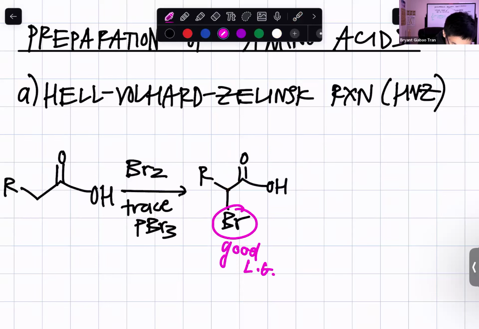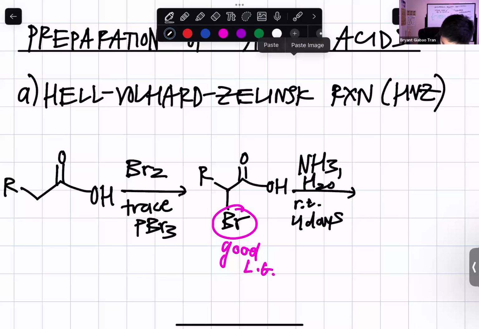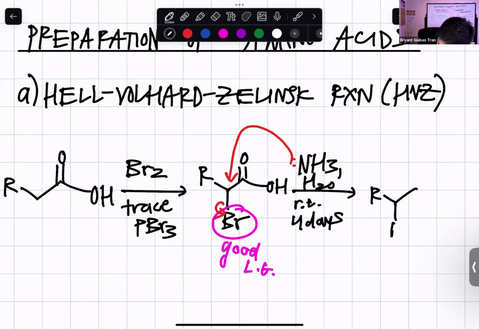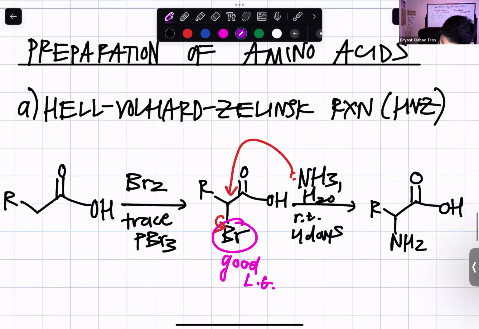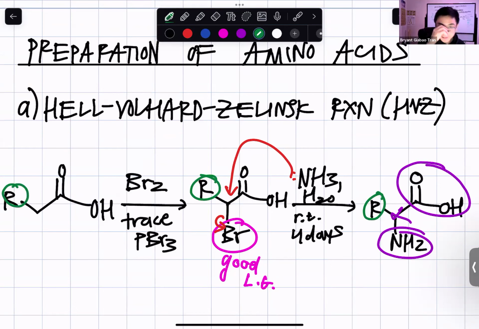To convert that good leaving group into an amine group, to get the amino acid, we could use ammonia. These are the reagents that I saw when I took the class: water at room temp, and it takes about 4 days. It's an SN2 reaction, where the ammonia attacks that carbon and kicks out the bromine, substituting the bromine with the amino group. This is the carboxyl group, this is the amino group, and this is the alpha carbon.